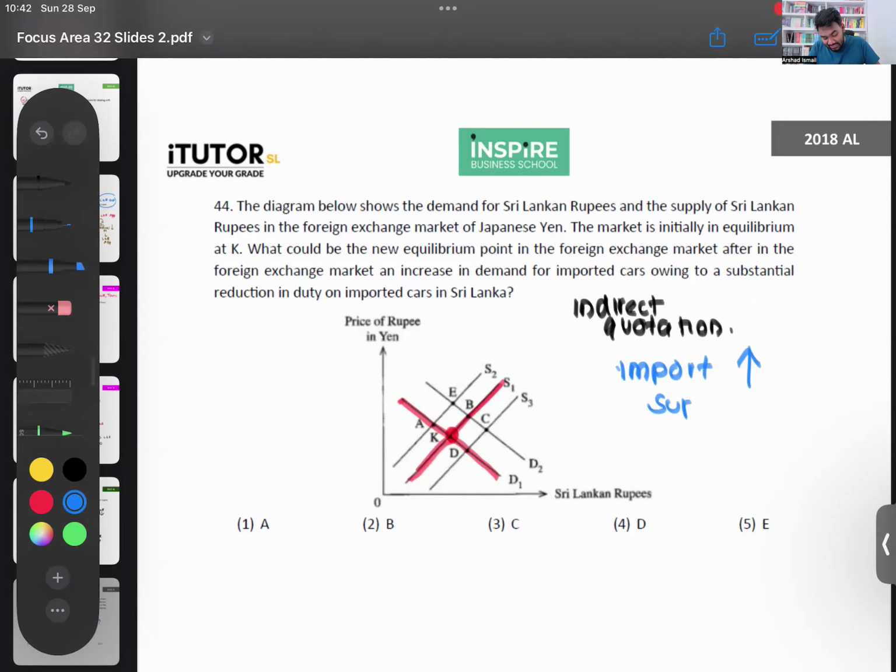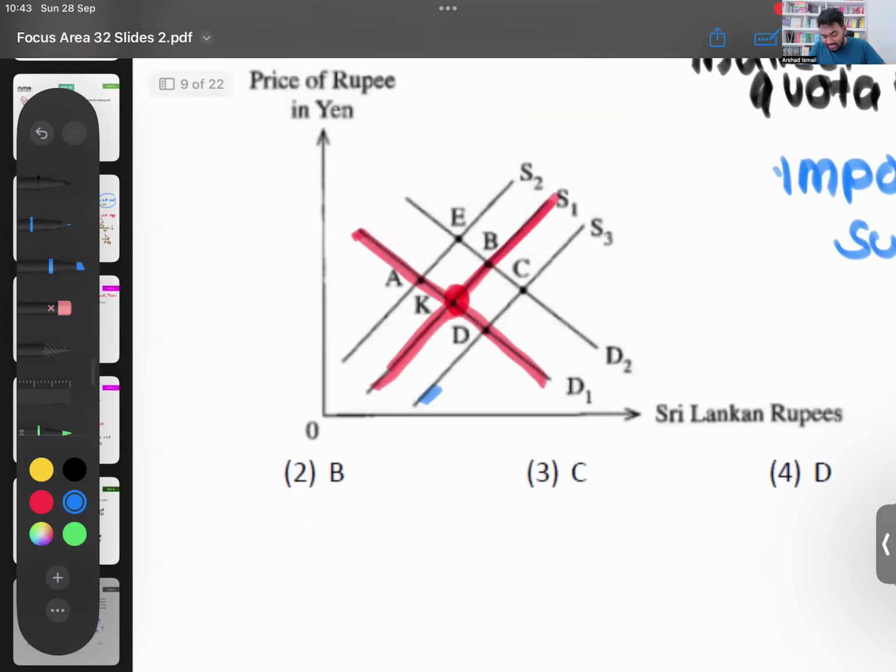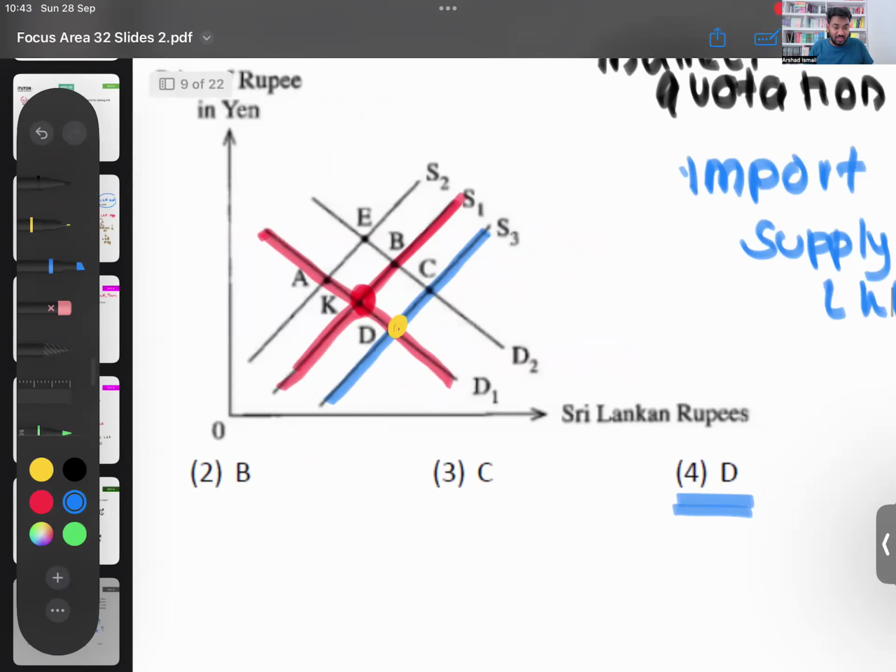Supply of the rupee, is it increasing or decreasing? If we are importing more and more, supply of the rupee is increasing. That is a rightward shift of your supply curve. So if your supply curve shifts to the right, where will your equilibrium point be now? Demand hasn't changed. Supply is shifting to the right. Now, where is your equilibrium? At this yellow dot, no? That is point D. Earlier, your equilibrium is K. Now, your supply shifts to the right, so you go to point D as your equilibrium.